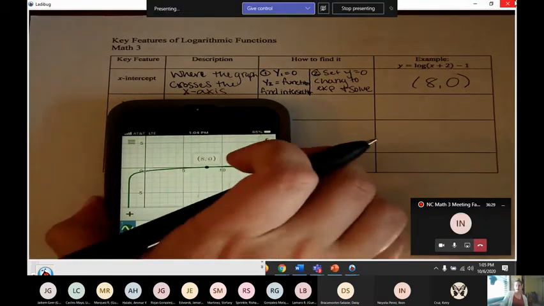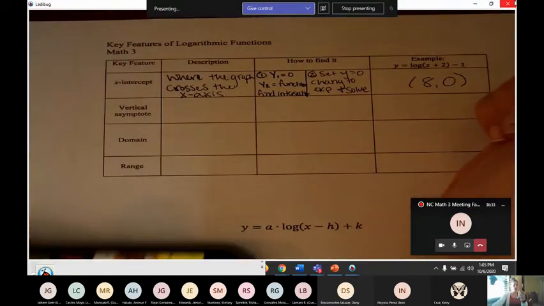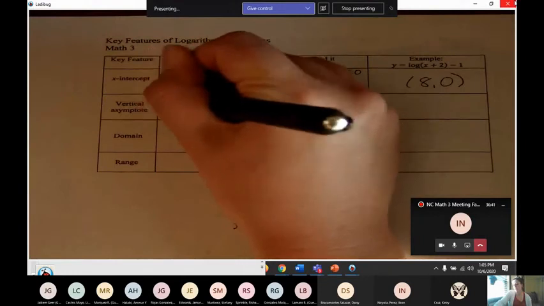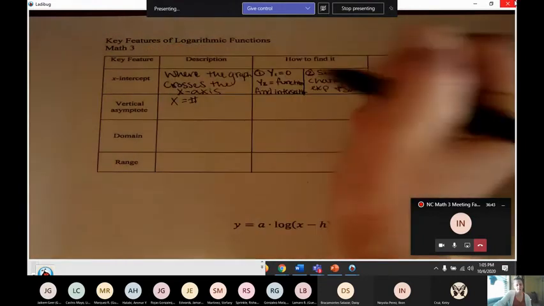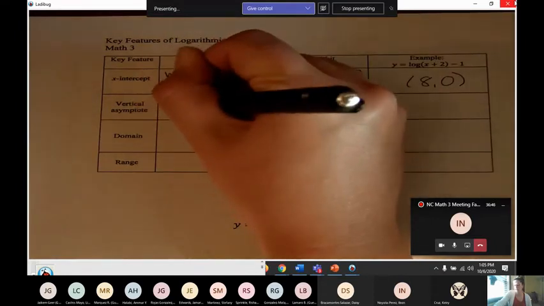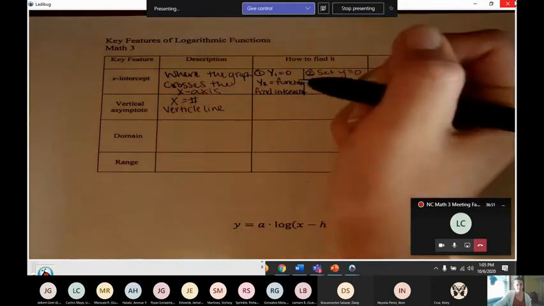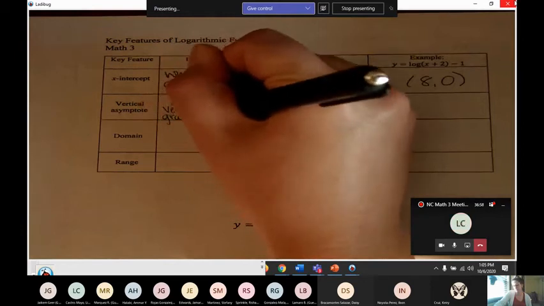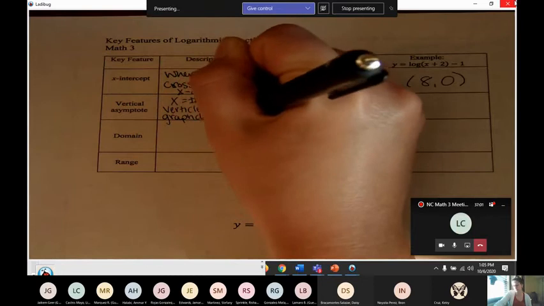Okay, if there are no questions about the x-intercept, we'll go ahead and do the vertical asymptote. For a vertical asymptote, it's going to be in the form x equals a number. It's a vertical line, and the graph doesn't cross it.